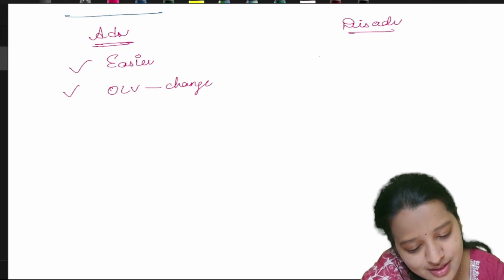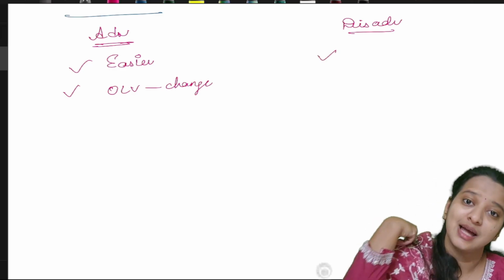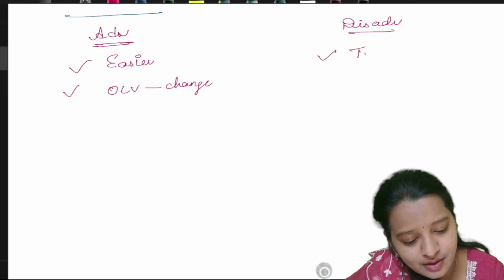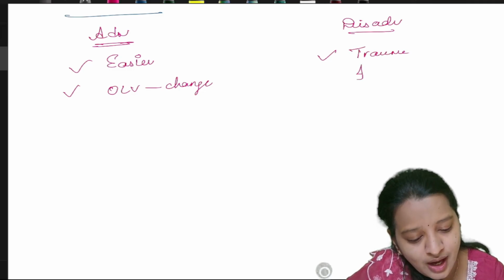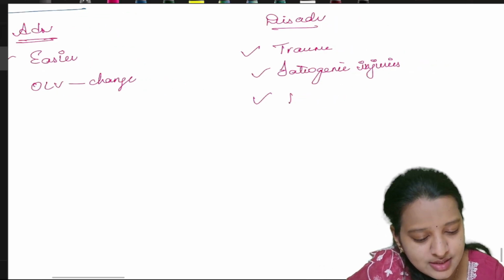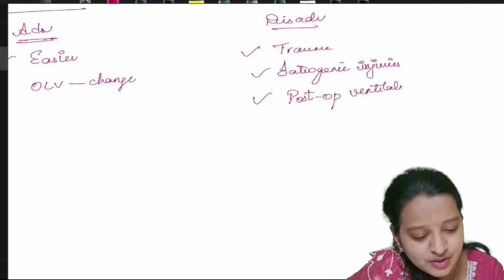What are the disadvantages? All sizes are not available, and next, it might cause trauma. So iatrogenic injuries might happen with the DLT. And the third thing is, it is not suitable for post-operative ventilation.